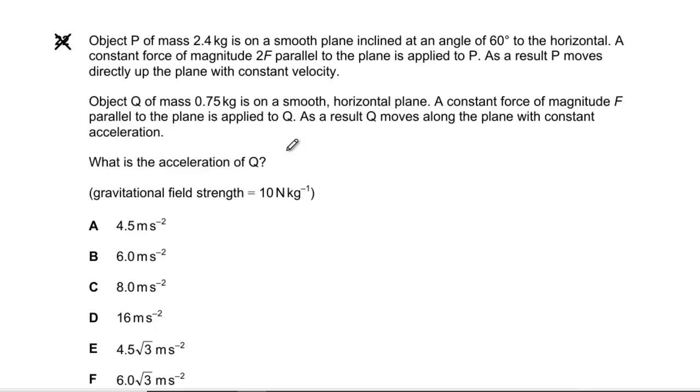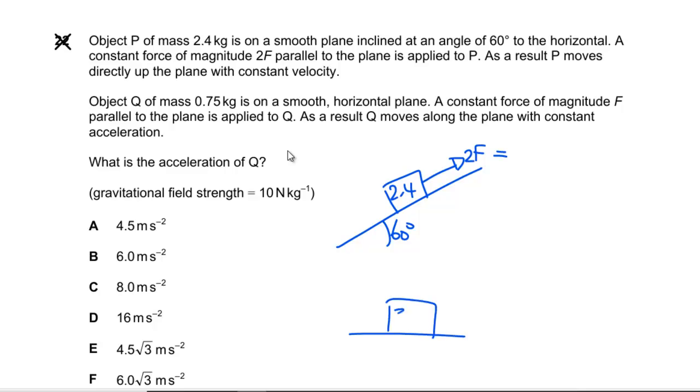Question 22. Point P, mass 2.4 kilograms, on a smooth plane inclined at an angle of 60 degrees to the horizontal. Okay, that's 2.4. A constant force of magnitude 2F parallel to the plane applied to P moves it up the plane at constant velocity. Right, so we've got 2F there, which is equal to the weight component. Object Q of mass 0.75 kilograms on a smooth horizontal plane. Okay. Constant force of magnitude F parallel to the plane. It moves with constant acceleration. What is the acceleration of Q?